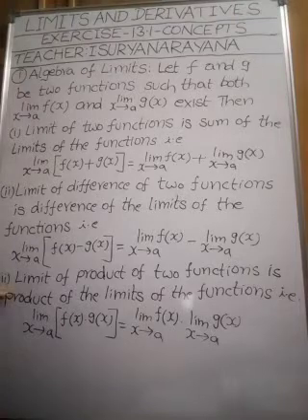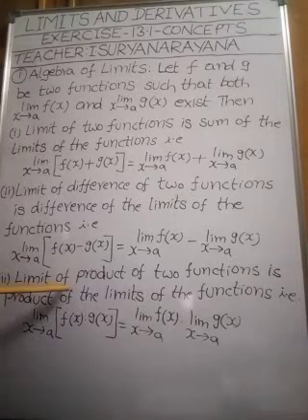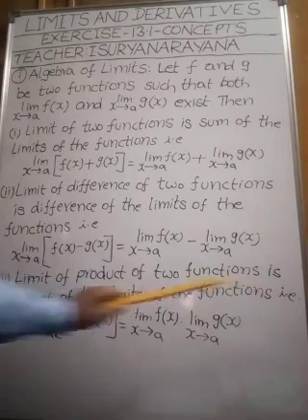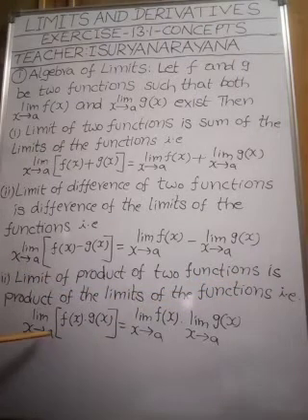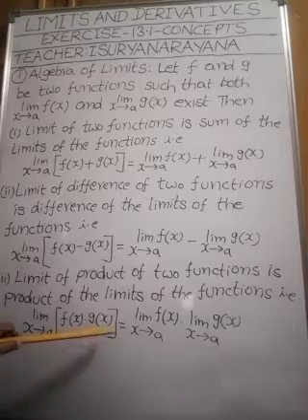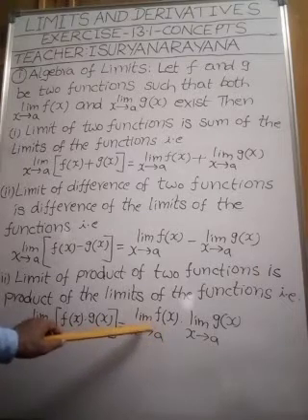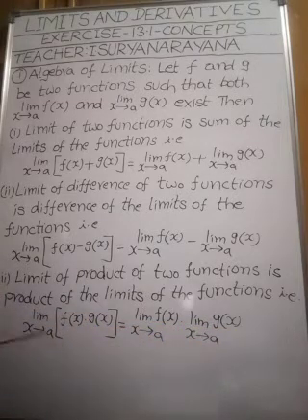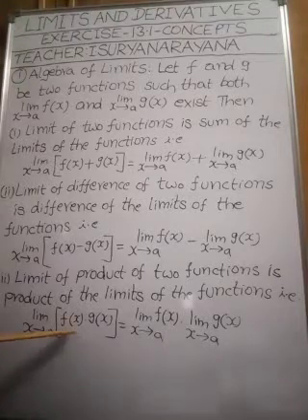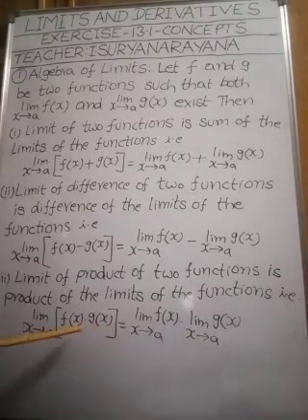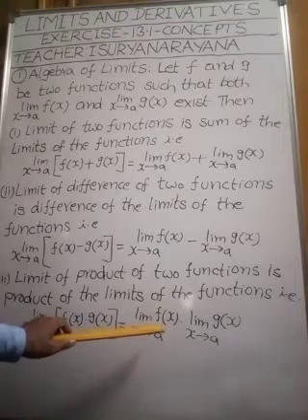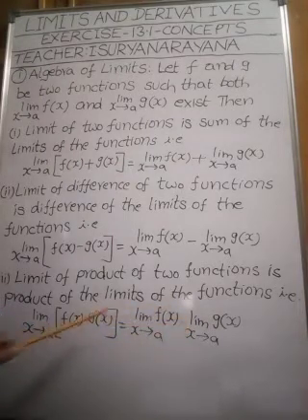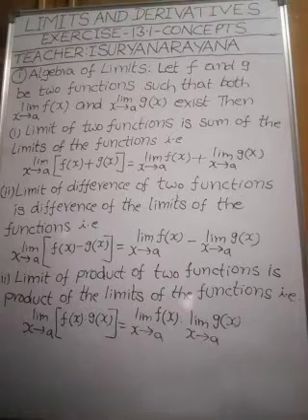Right. Now come to the third point, third property. Limit of the product of two functions is the product of the limits of the functions. That is, limit as x tends to a of f of x into g of x is equal to limit as x tends to a of f of x into limit as x tends to a of g of x. Okay, my children, if you want to find the limit of the product of two functions, then we find the limit of each function separately and multiply them, then it is equal to this limit. Understood this point, my dear children?